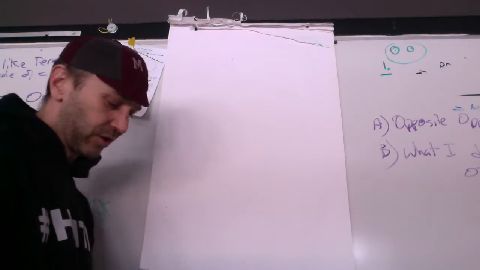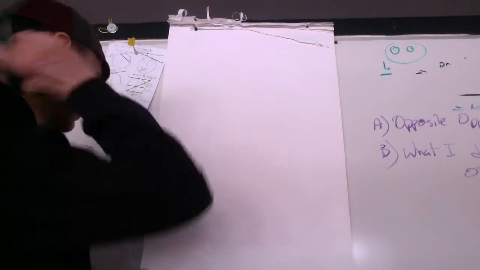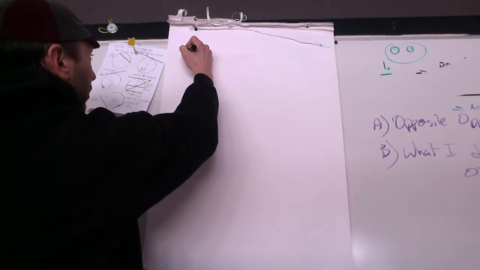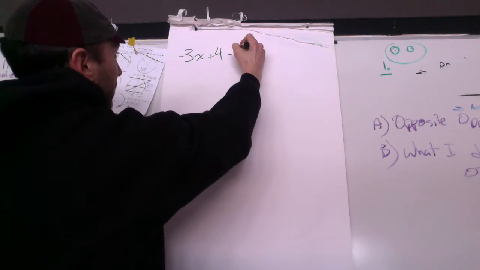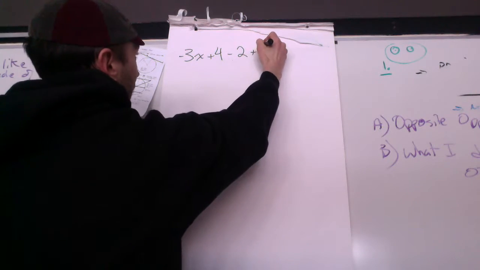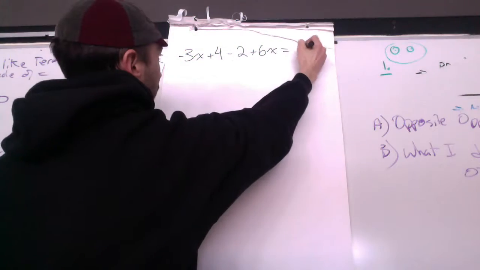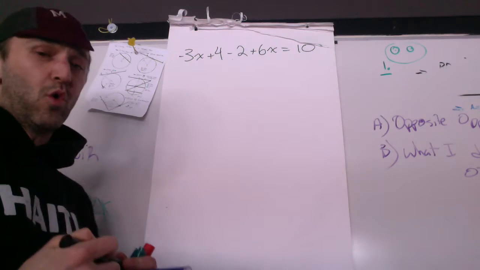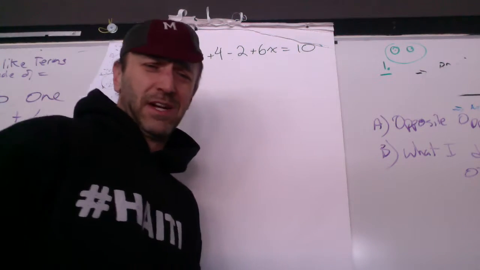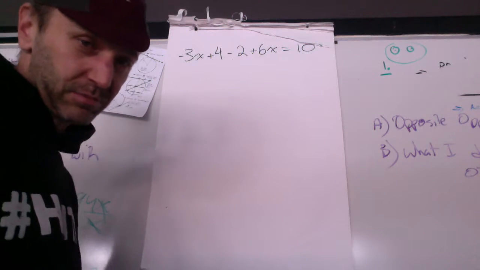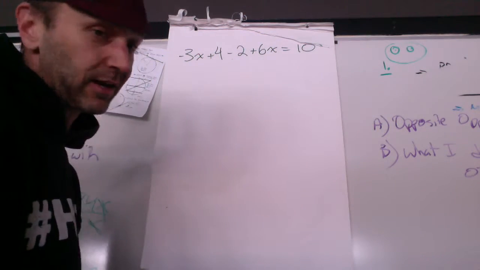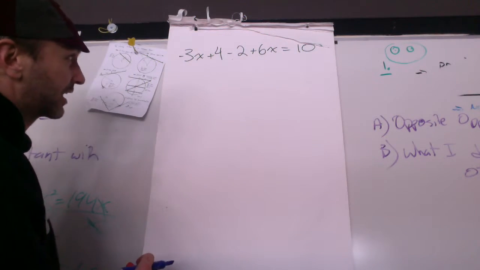Now, the ones you're going to do are not going to be this complicated, so I'm going to write down a fairly complicated one first. Negative 3x plus 4 minus 2 plus 6x equals 10. Ooh, that's scary. There's so many numbers. Not at all. Rule number 1, simplify and collect like terms. You guys don't really have to simplify anything in here. What we're going to do, though, is collect like terms.